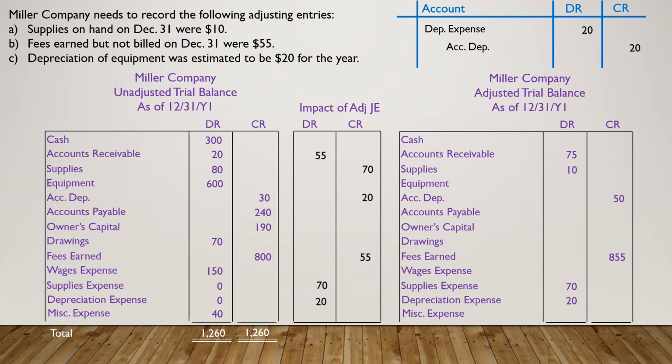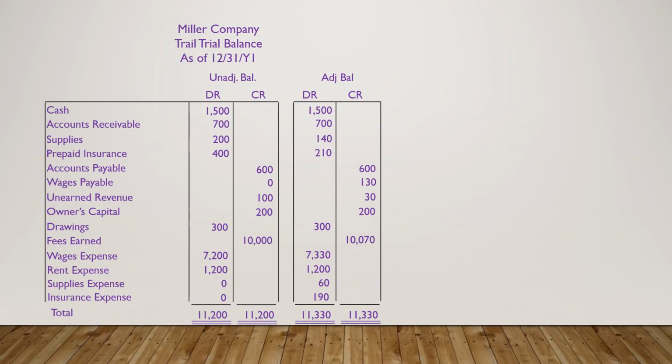Every account that wasn't impacted by these adjusting entries keeps its previous balance. Finally, if we sum the total debits and credits of our adjusted balances, we see that they equal each other. You can also reconstruct adjusting entries from the unadjusted and adjusted trial balances.